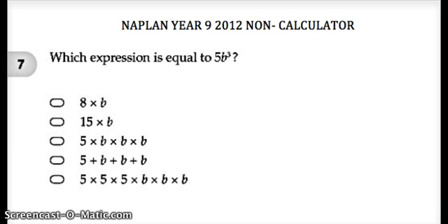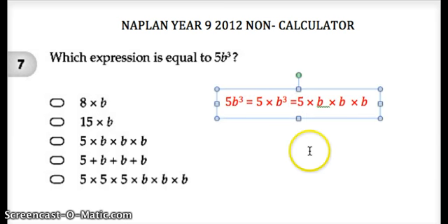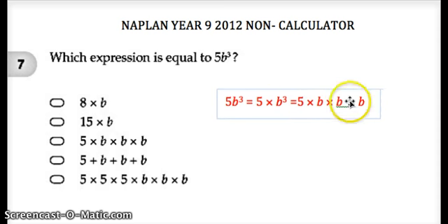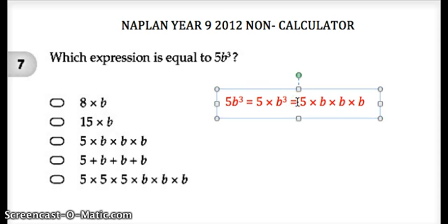Question 7 of the 2012 non-calculator paper. Which expression is equal to 5b cubed? Now 5b cubed means 5 times b cubed, as I've written here. So 5b cubed equals 5 times b cubed. And we know that b cubed means b times b times b. So therefore 5b cubed must equal 5 times b times b times b. And so your answer is the third answer here, 5 times b times b.